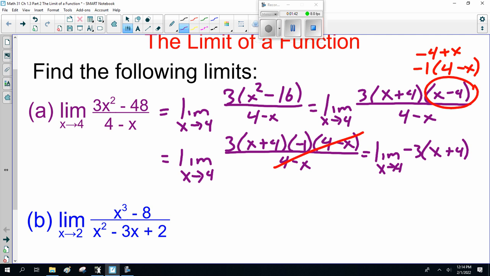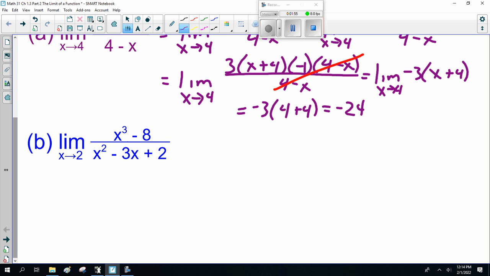What do we got there? Well, that will equal, make x equal to 4. It's minus 3 times 4 plus 4, 8, minus 24. See how that goes? Good.